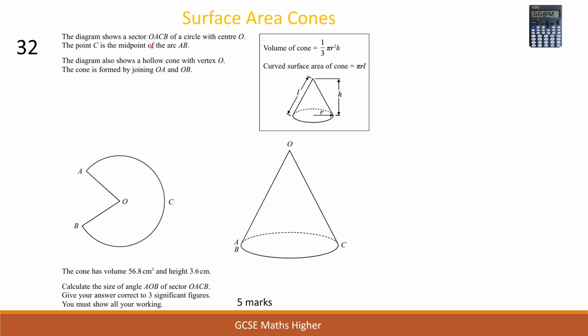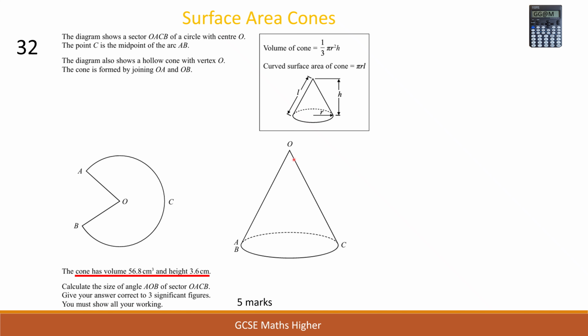Now you're told that the sector OACB, as we can see, has got a centre O, and the point C is the midpoint of the arc A to B. So C is exactly in the middle from here. Now the diagram shows the hollow cone with vertex O. The cone is formed by joining OA and OB, as we've just explained. Now the cone has got a volume of 56.8 centimetres cubed and a height of 3.6.